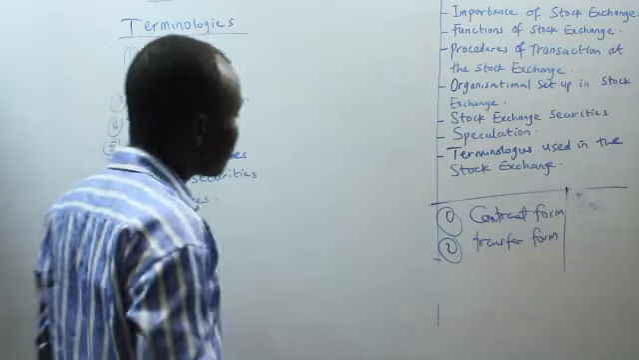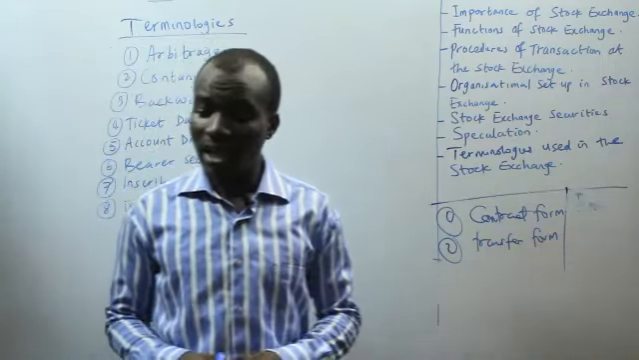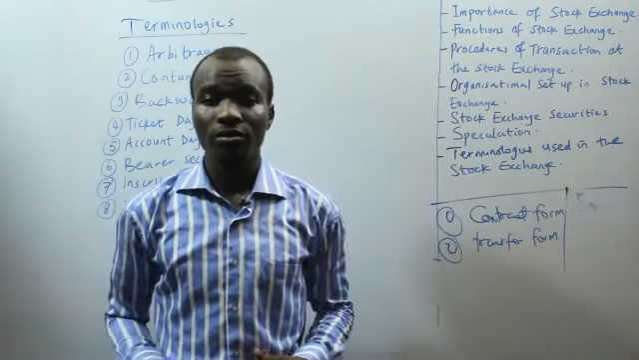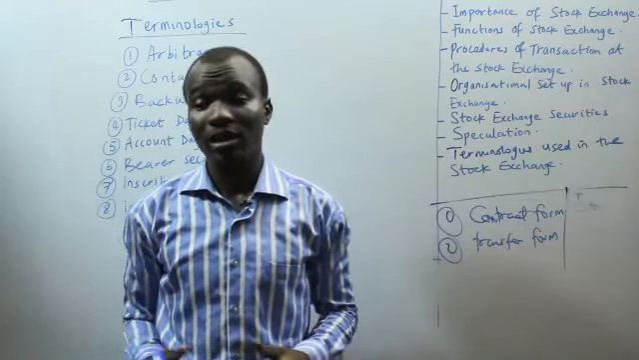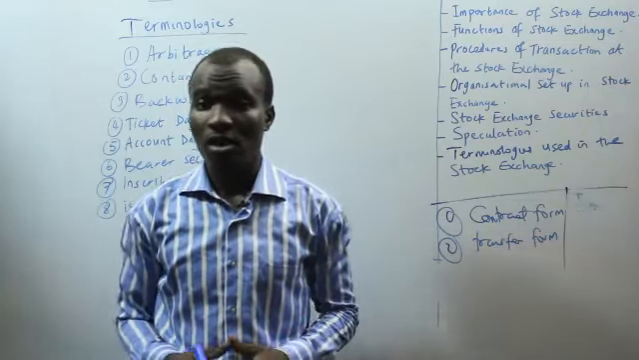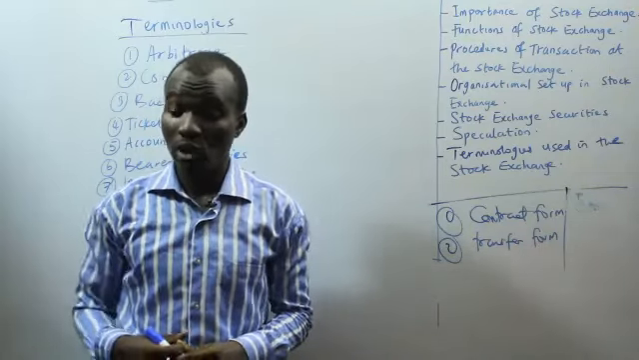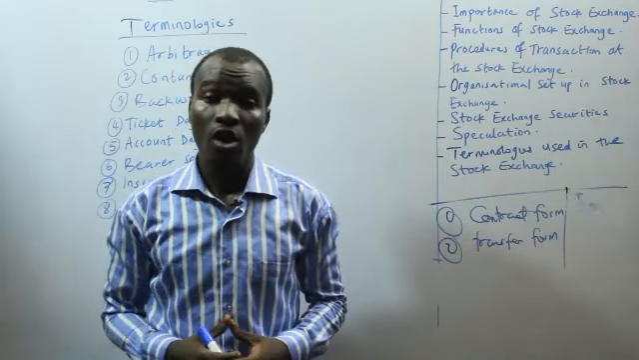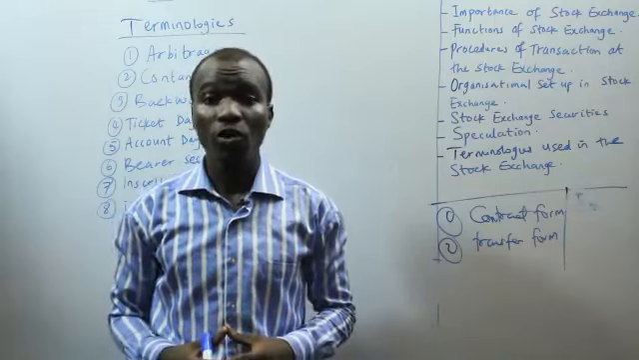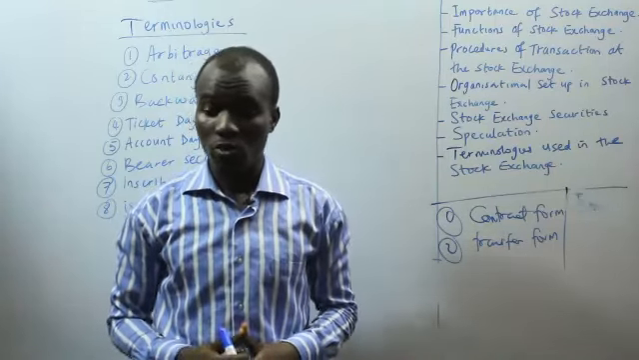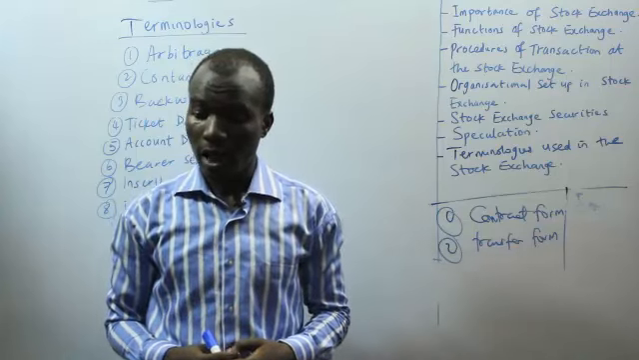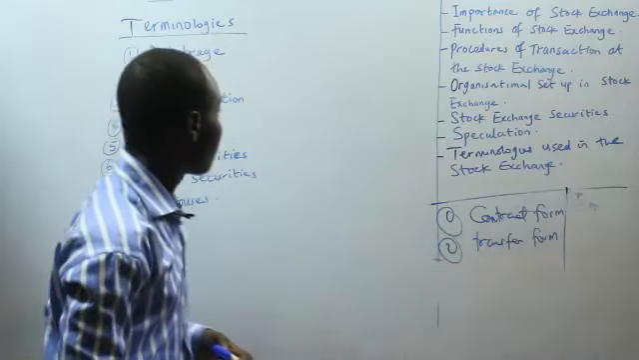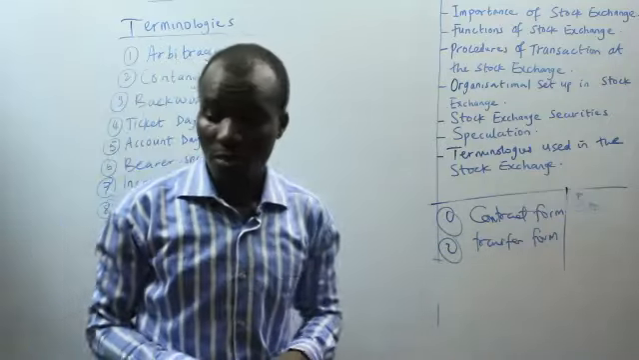So the first thing we have is arbitrage. Generally, arbitrage refers to a transfer of funds from one market to another in order to reduce risks on such a security. So the investor will transfer funds from one market to another in order to reduce risks of a security. That is what is meant by arbitrage.